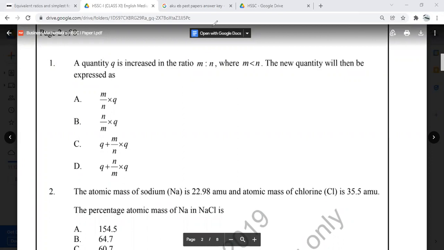Now, how can we solve this question? So we know that for a quantity Q, the formula is value multiplied by the increase. When you want to increase it, you basically keep the big value in the numerator and the small value in the denominator. In the ratio m is to n, where m is less than n, this is telling you which value is big and which is small. So m is the small value, whereas n is the big value over here.